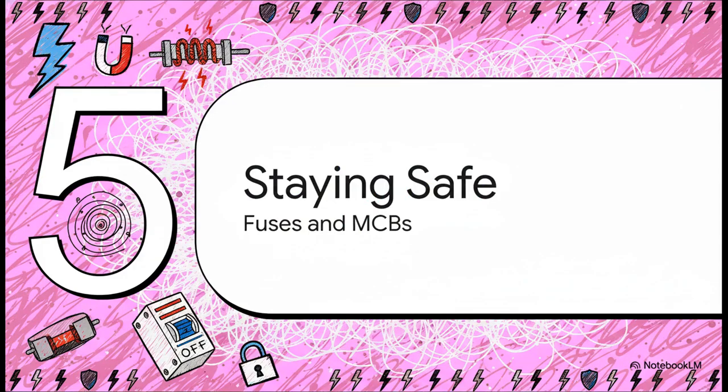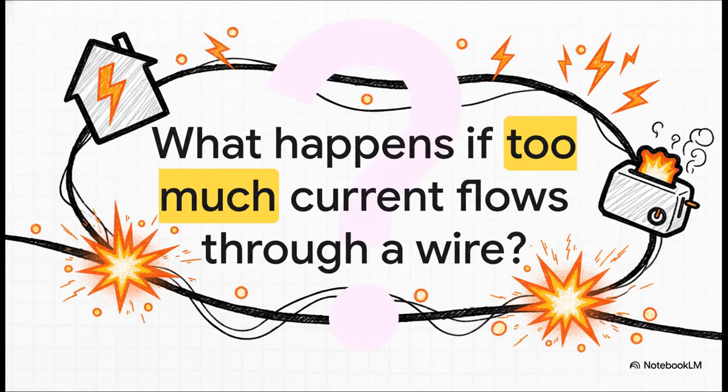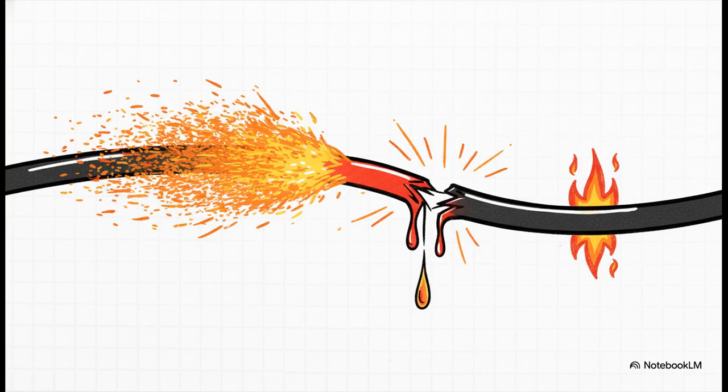So, electricity can create heat, and it can create magnetism. That's a lot of power. And as we all know, with great power comes great responsibility. So it's super important that we talk about how to stay safe. Let's think about a potential problem for a second. What would happen if, for some reason, way too much current started to flow through the wires in your house? Well, remember that heating effect we just talked about. More current means a lot more heat. And if the current gets too high, the wire can get so incredibly hot that it melts and breaks.